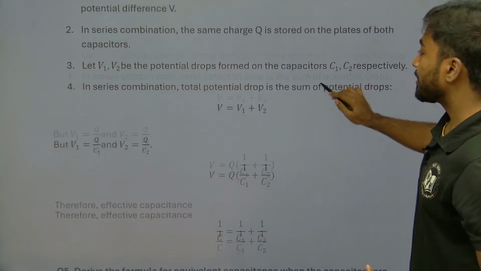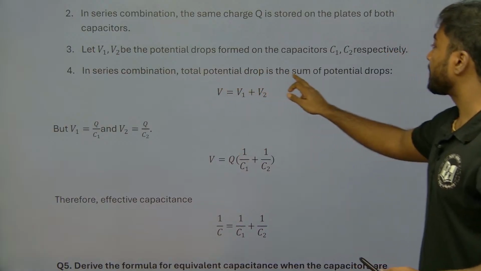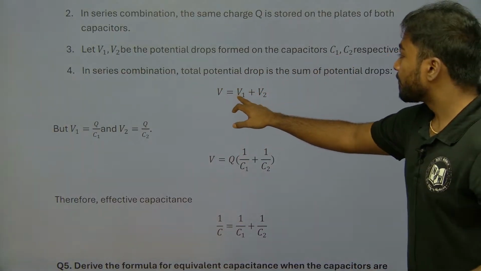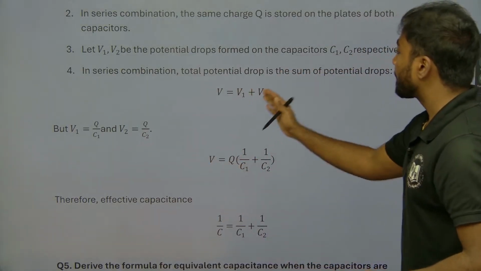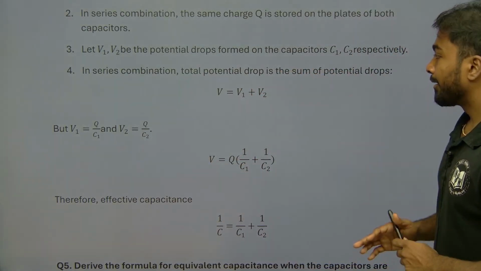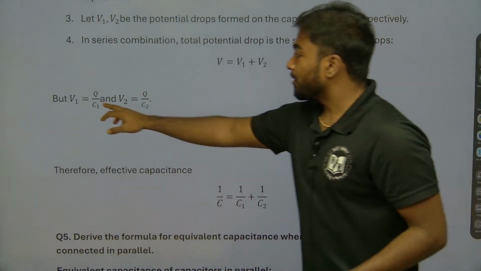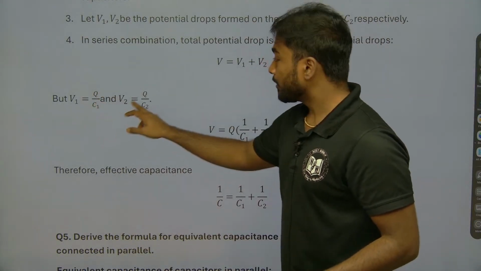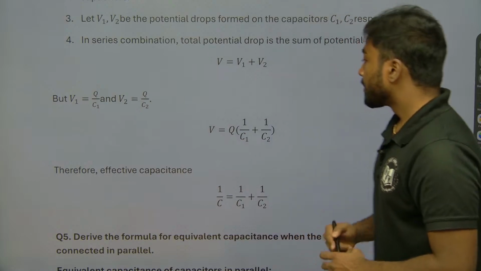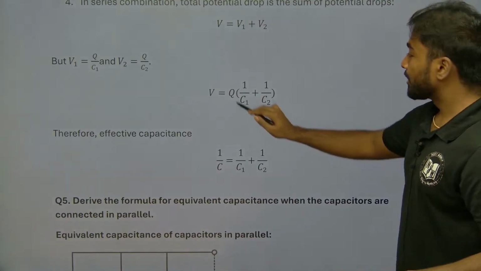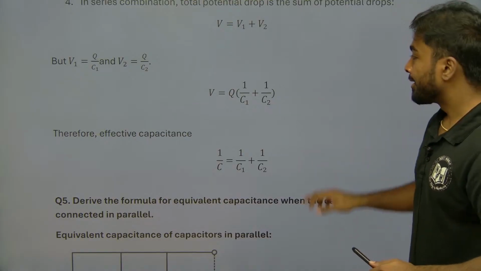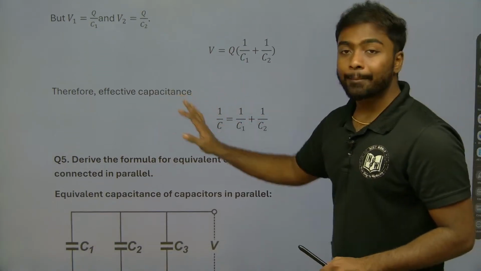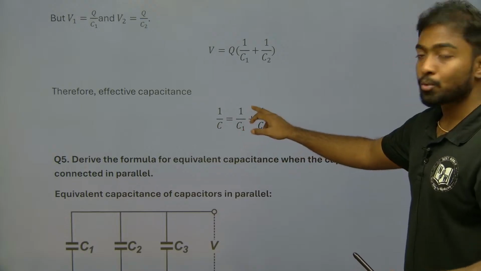In the series combination, the total potential drop is the sum, V1 plus V2. For n capacitors it will be V1 plus V2 plus V3 up to Vn. V1 is equal to Q by C1, and V2 is equal to Q by C2. When we add both, V equals Q times (1 by C1 plus 1 by C2). Therefore the effective capacitance is 1 by C equals 1 by C1 plus 1 by C2.